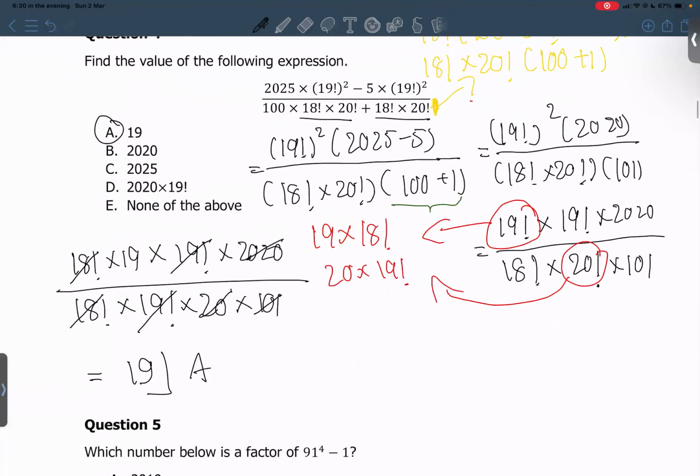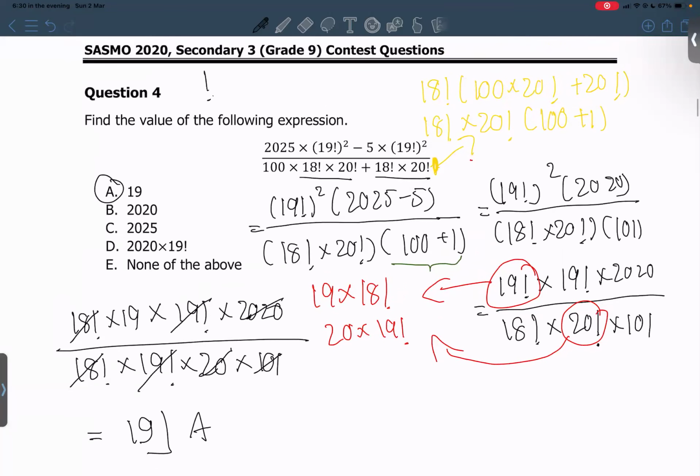Oh, what is this called? I thought I understood its meaning, but I don't know. Okay, so it's called factorial, like that.